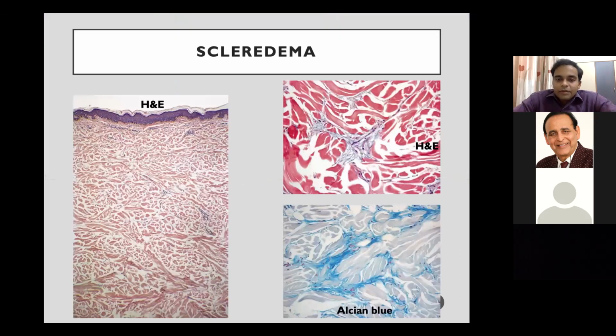And scleredema will not even have fibrosis. So it will just have these cobweb-like appearing mucin deposits, but it will have a square-shaped biopsy. So all of these fibrosing disorders or mucin disorders can have a square-shaped biopsy because of the inherent fibrotic component. So it is again not specific for mucinosis. Even morphea can have square-shaped biopsies.